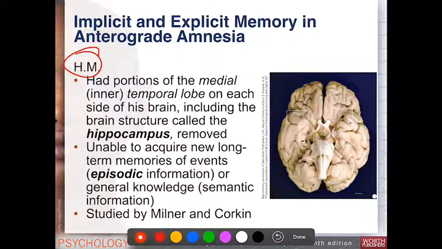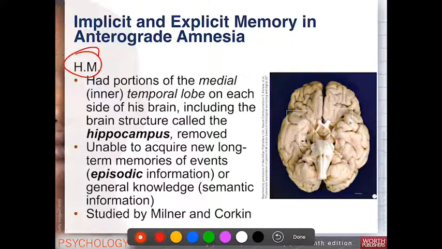Well, what we learned later was that HM was Henry Molaison. As Henry grew older and entered into adulthood, his seizures and his epilepsy became so bad that none of the medications that he tried worked. He couldn't work. He felt like he couldn't have a life.